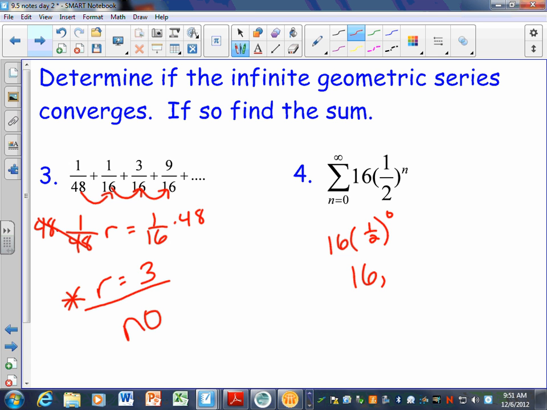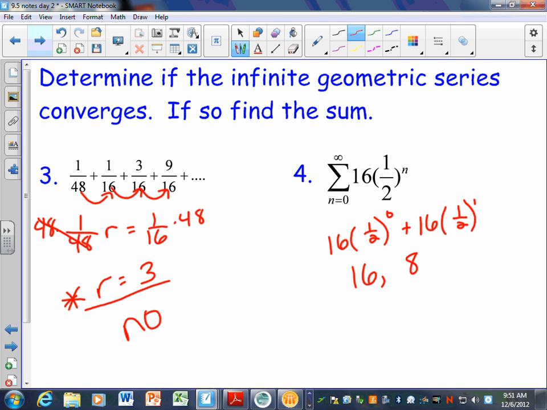Maybe you can tell what we're doing every time, but maybe let's just work out a couple of them. What if I plugged in the next number? What if I plugged in 1 here? What would I get? Times 1/2 to the 1, or 16 times 1/2, 8.